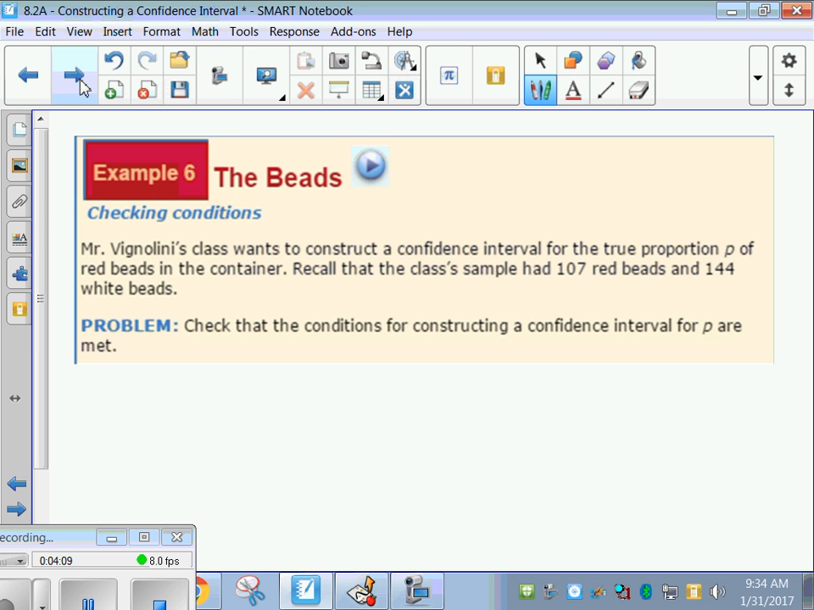So before we actually do the confidence interval, we have to check the conditions. So don't just put random check, 10% check, right? You have to say something about it. Yes, stats has a little bit of writing. So let's see, random. What did we do when we did our random sample? How did we get our sample?